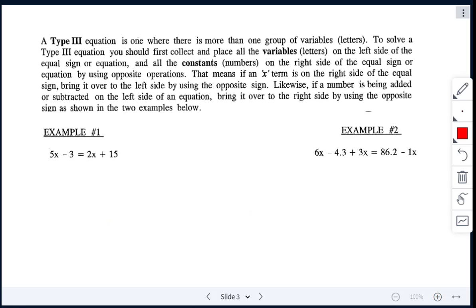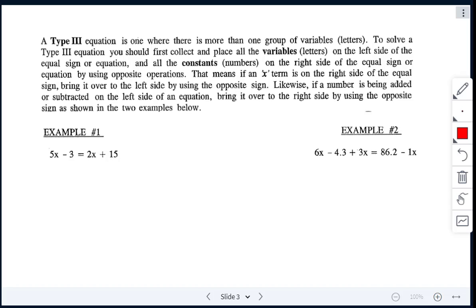All right, so let's continue then with looking at type 3 equations. So when we have type 3 equations, you're going to find there is more than one group of variables. So variables are, again, the letters. So when we're solving a type 3 equation, first we have to collect and place all our variables on the left side of the equal sign, or left side of the equation, and put all our constants, which are our numbers, on the right side of the equal sign, or the right side of the equation. And we do that by doing opposite operations.